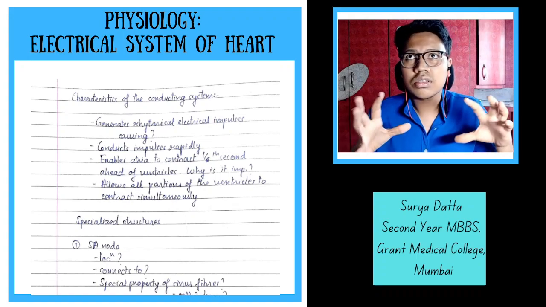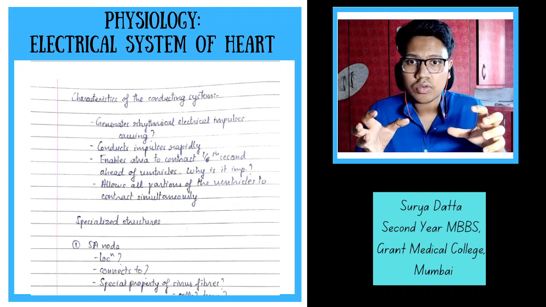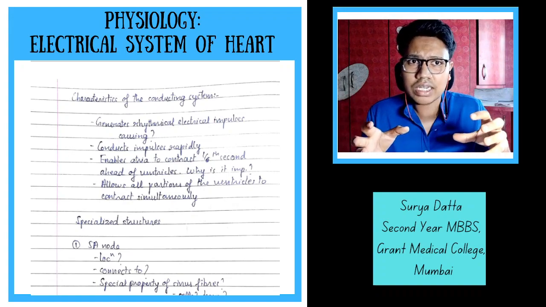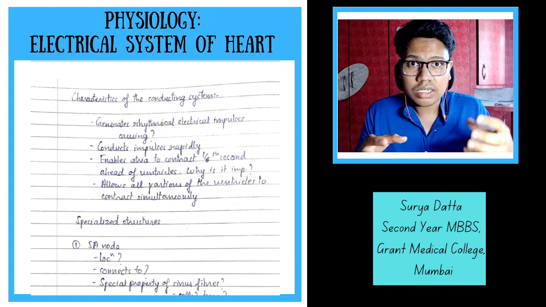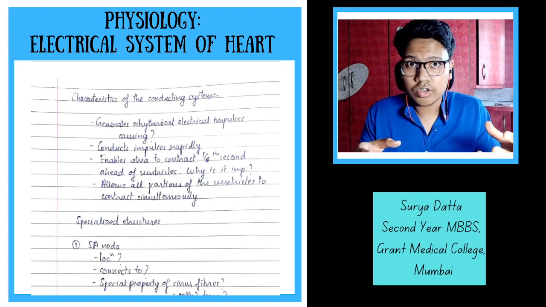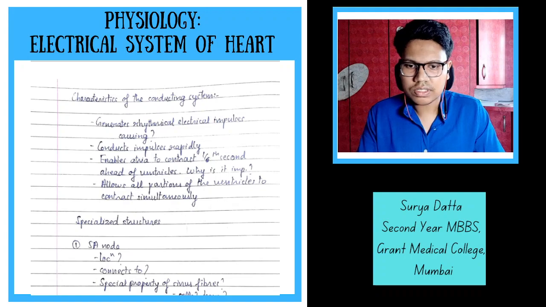Then it allows all the portions of the ventricles to contract simultaneously. So if the left side is contracting and the right side is not contracting, that gives a myriad of problems. If the right ventricle is not contracting, it's going to atrophy, and that will cause a number of diseases like cor pulmonale, pulmonary hypertension, all these sorts of diseases.